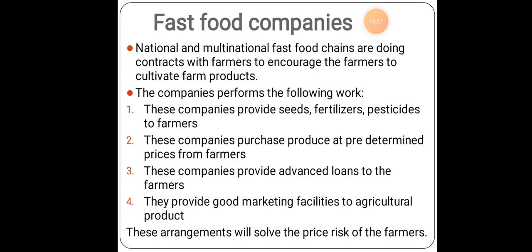Normally they purchase something for them to keep it for a longer period of time. So what does it mean? National and multinational fast food chains are doing contracts with the farmers to encourage the farmers to cultivate the farm products. I will give you an example of what I have seen. Everybody might be knowing Lays. From what product is Lays made? From the potato. So the production process needs good quality potatoes.